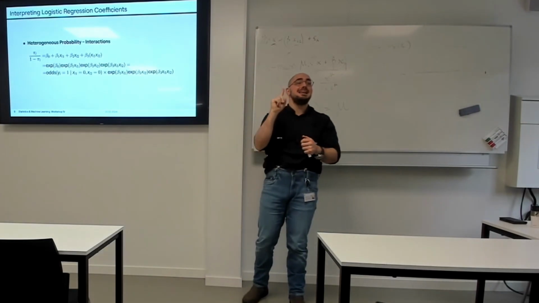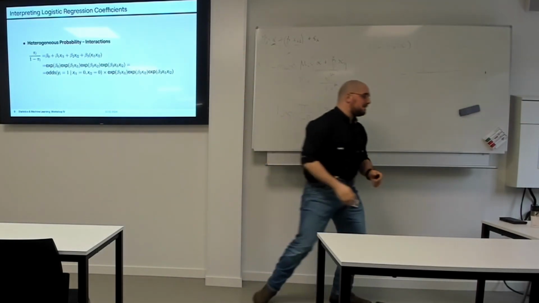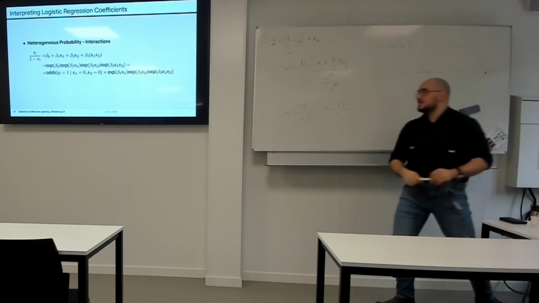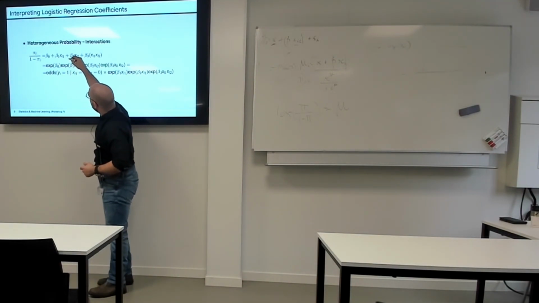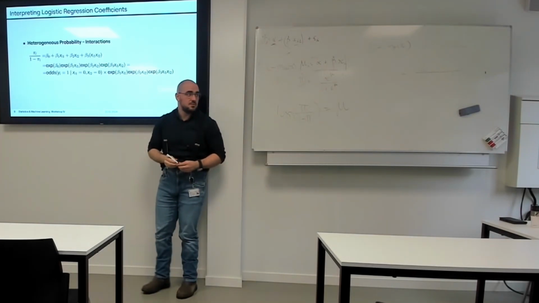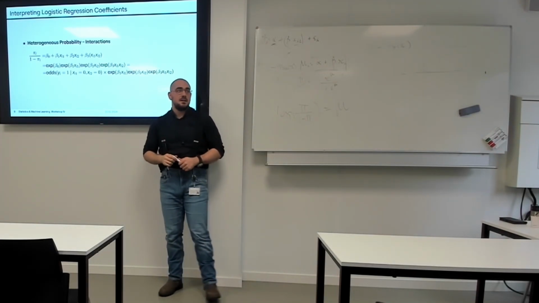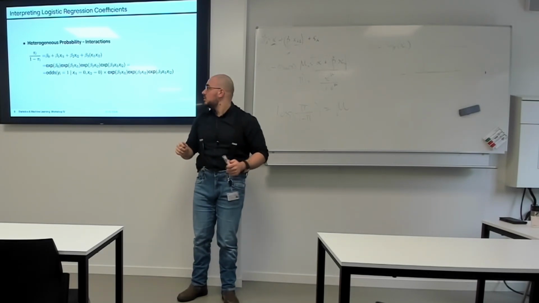Do you know what I mean by main effect? Who doesn't know what I mean by main effect? By main effect, I just mean the effect of the main effect on the covariance. So this is the main effect of x1, this is the main effect of x2, and this is the interaction effects of x1 and x2. Questions on this? No, okay.